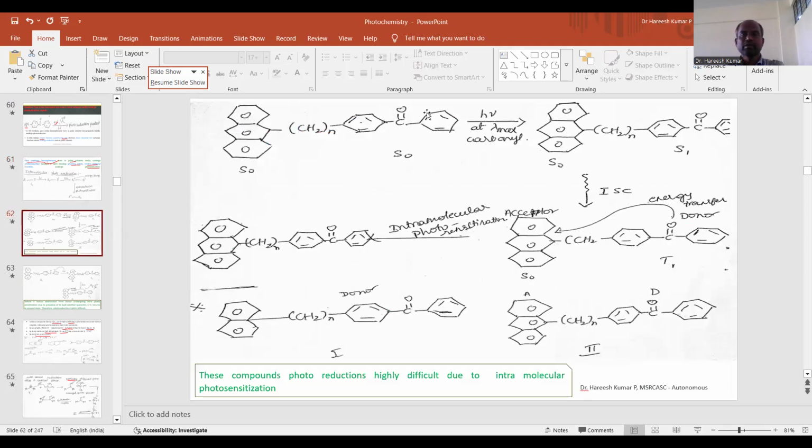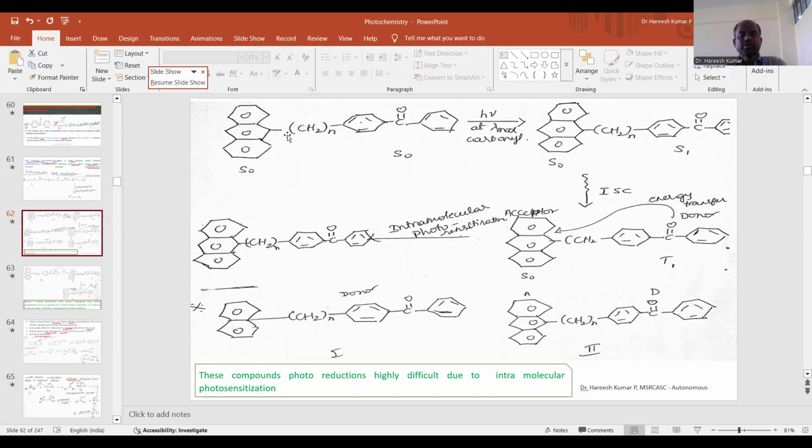Here I am taking an example. This moiety is completely one moiety, but it contains an acceptor as well as a donor. Both are in ground state. So on irradiation at the carbonyl lambda max, the carbonyl compound undergoes singlet state. And this undergoes intersystem crossing, forming a triplet one. Now the donor transfers its extra excited energy to the acceptor. The acceptor gets triplet and the donor gets to ground state. This is what intramolecular photosensitization is.